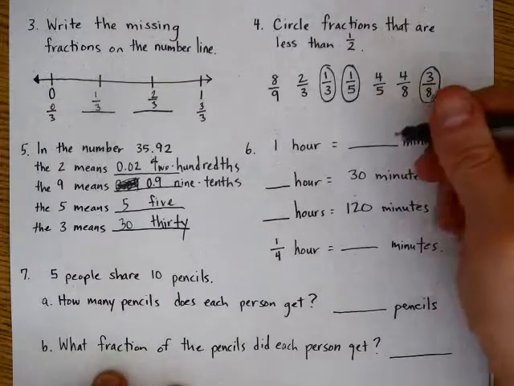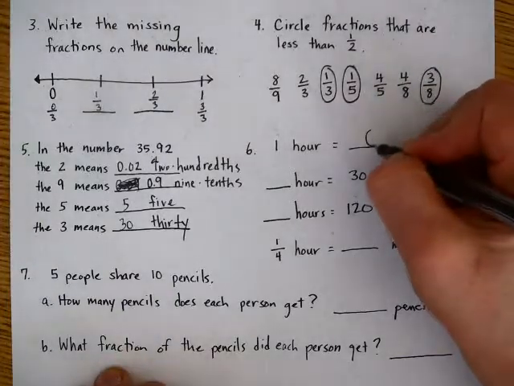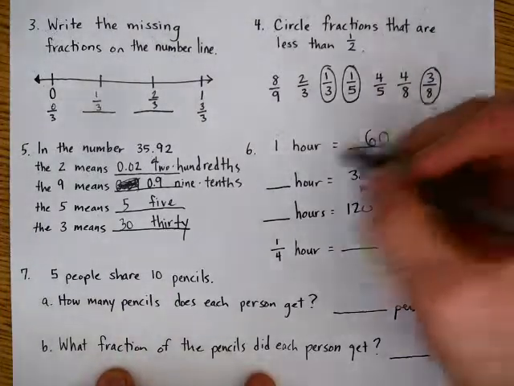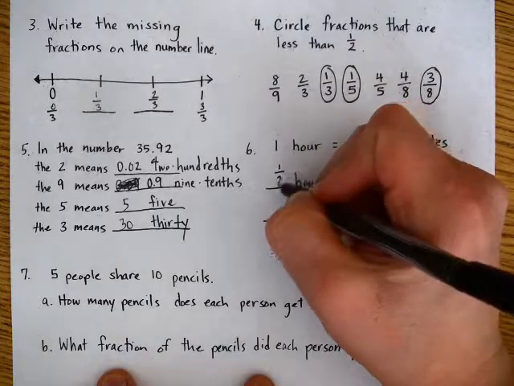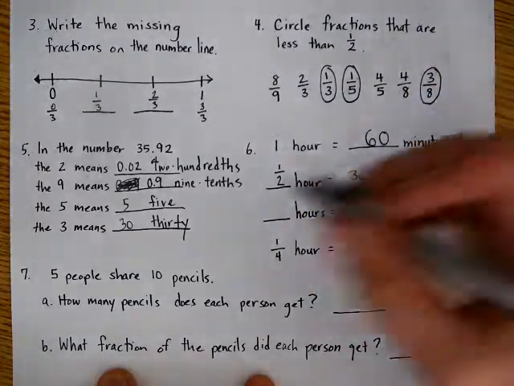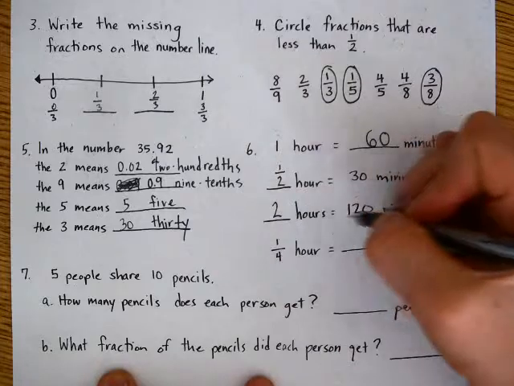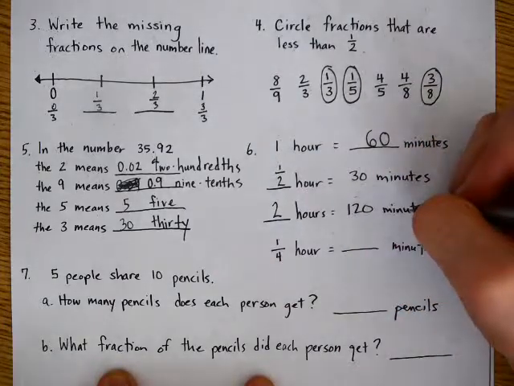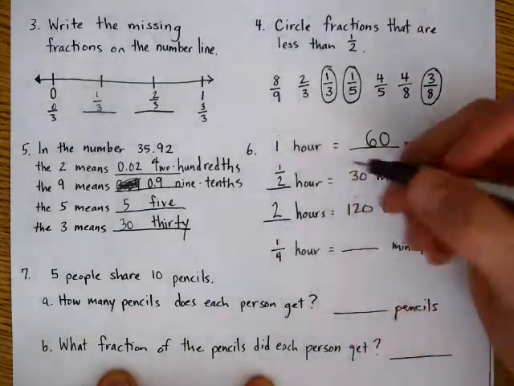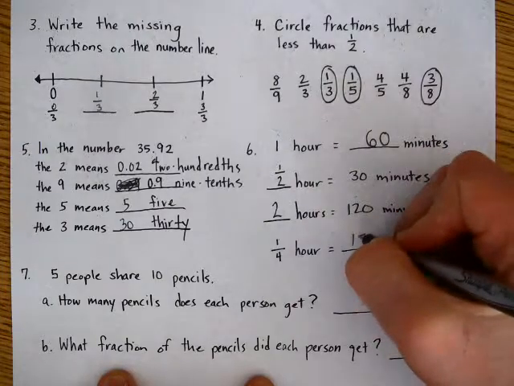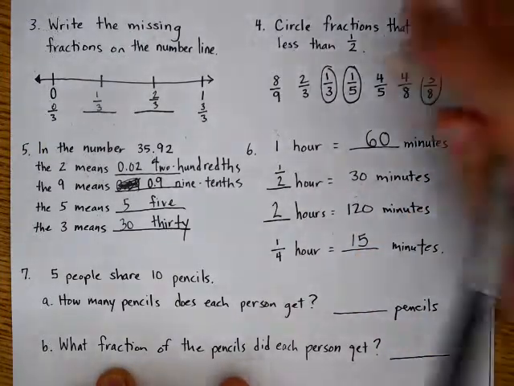Alright, number 6. 1 hour is equal to 60 minutes, which means 1/2 an hour is equal to 30 minutes. Okay, and 2 hours equals 120 minutes. And then 1/4 hour, half of this, is going to equal 15 minutes.